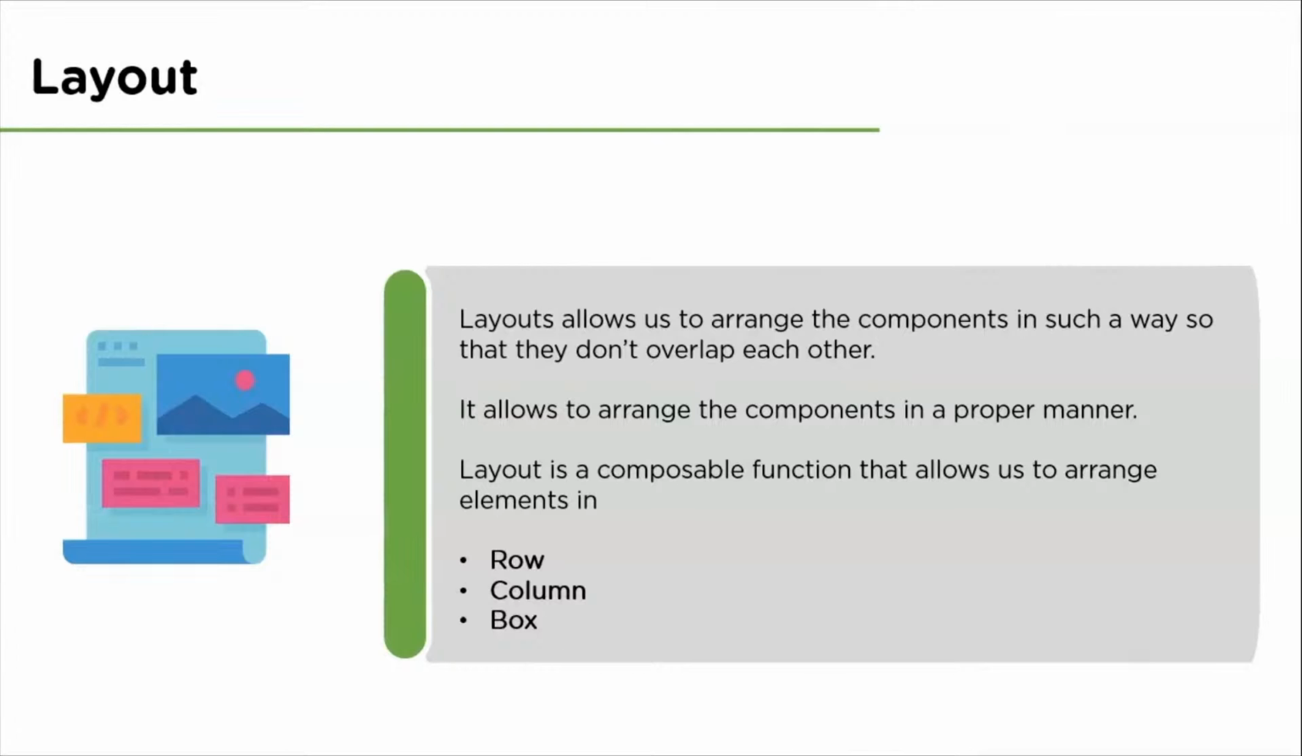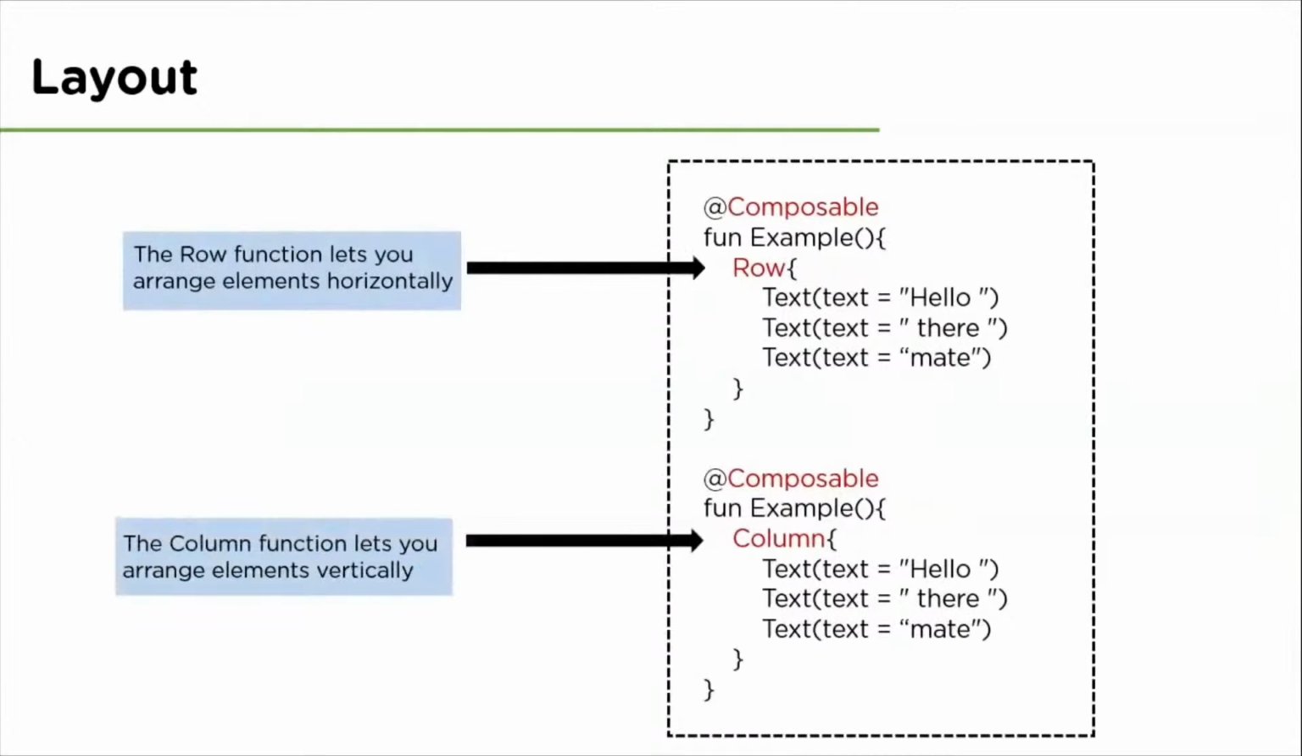So let's understand. Here we can see in this example, there is a Row keyword, which means these three words, hello, there, mate, that are written inside the Row function will be arranged horizontally. The Row function allows us to arrange the elements in a horizontal manner. Similarly, the Column function lets you arrange the elements in a vertical manner. So in the case of the Column function, hello, there, mate will be arranged vertically. So this was the example of layout.